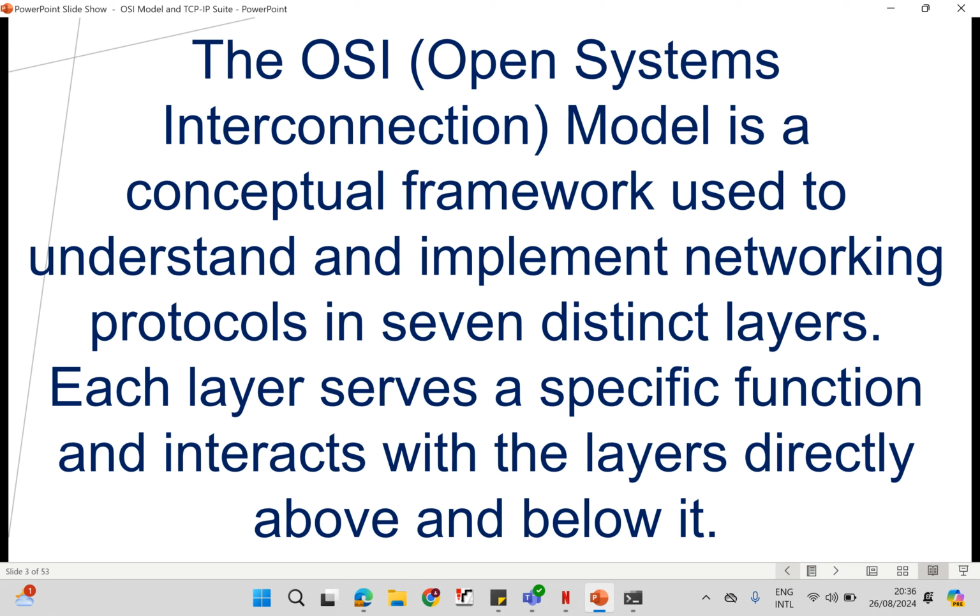So no distinctive layer can exist on its own. They interoperate with one another. So it is from layer 1 you can move to layer 2, from layer 2 to layer 3, from layer 3 to layer 4, on and on like that.